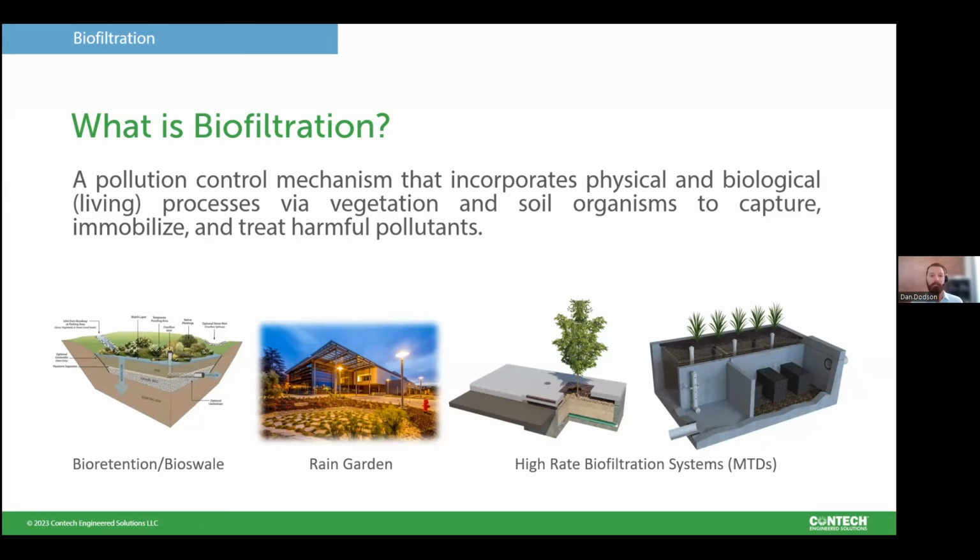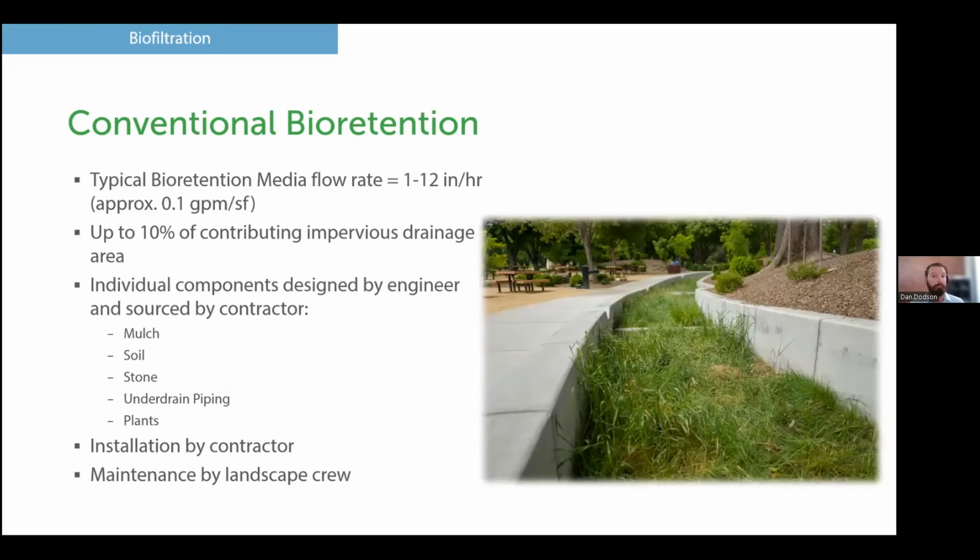And these systems come in a variety of different formats, from your conventional systems such as bioswales and rain gardens that you see on the left-hand side of the screen, to your high-rate biofiltration systems that are shown on the right-hand side. So let's dive in. Let's compare these types of systems. What are they? When do we use them? And how can they fit into your project?